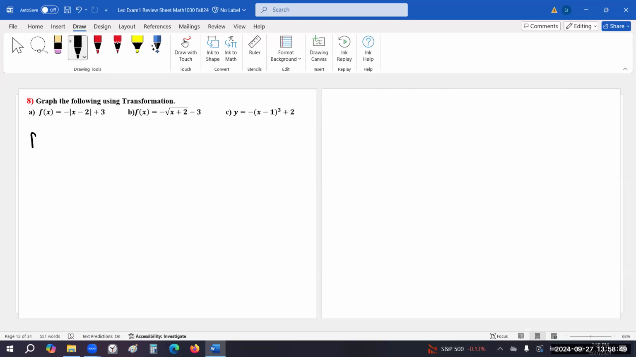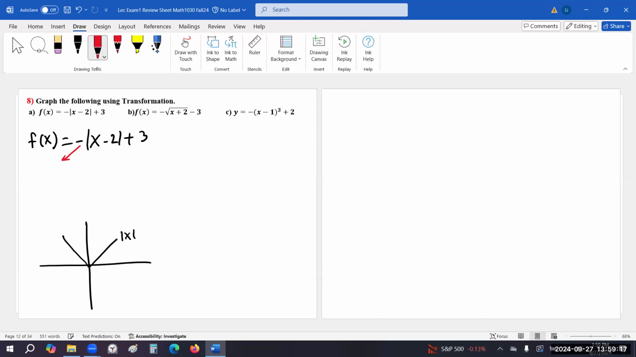The first one says negative square root of x minus 2, plus 3. Which type of graph do we have for this type of function? It's a V. So original graph, oh, I should draw it bigger. Original graph is a V, square root of V. Now we have a negative in the front. What does that mean? The reflection. Upside down V.